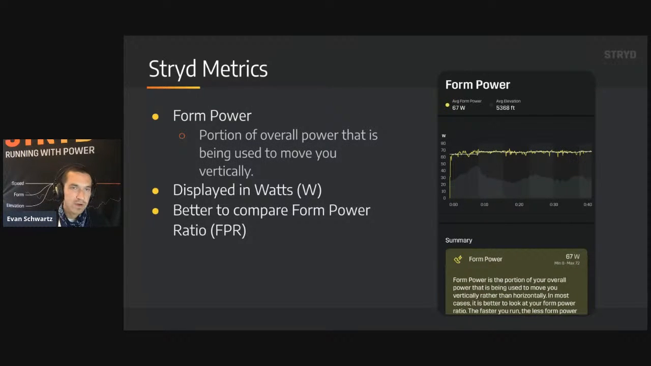Next metric we're going to talk about is form power. It's the portion of overall power that's being used to move you vertically. It's displayed in watts, again, capital W, and we typically recommend comparing form power ratio. Again, we have the same display here where we see the little bit lighter yellow line on the graph specifically, and again, that white horizontal line is tracing the average for that lap. So it just gives you a little bit better insight into the peaks and valleys specifically for this metric over the course of each lap.